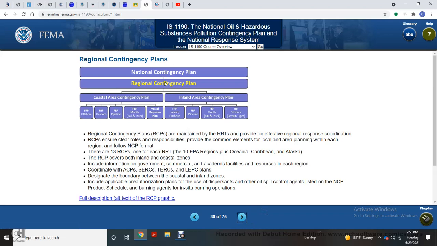Regional Contingency Plan, National Contingency Plan, Regional Contingency Plan, Coastal Area Contingency Plan, with the FRPs on offshore, onshore pipeline, mobile, vessel response plan, inland area contingency plan, inland, onshore pipeline, mobile rail truck, offshore, certain types. Regional contingency plans are maintained with the regional response team to provide effective regional response coordination.